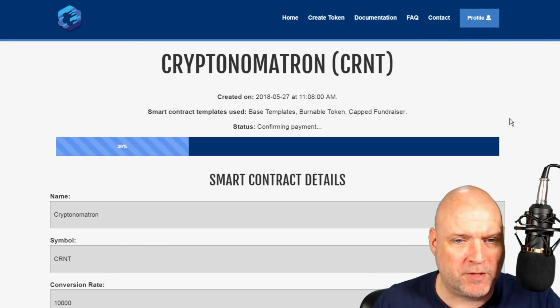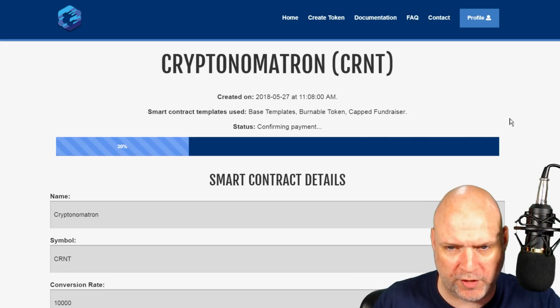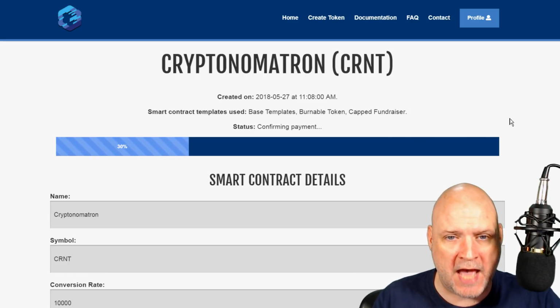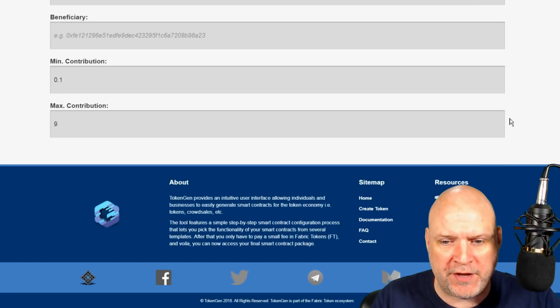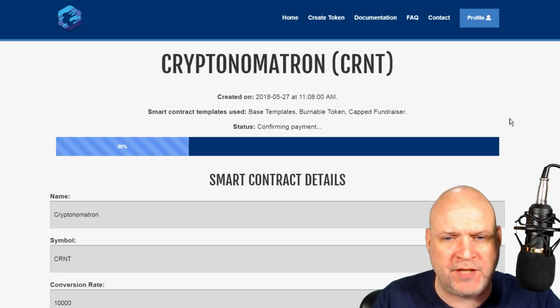So there we are. It's pretty much created the smart contract templates, the base template, the burnable token and cap fundraiser that we chose, and it's confirming payment at the moment. And again, there's the details. So very, very easy, nice to use interface, simple to operate. Yeah, anybody could do this.